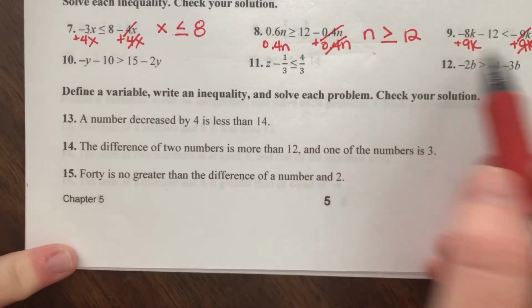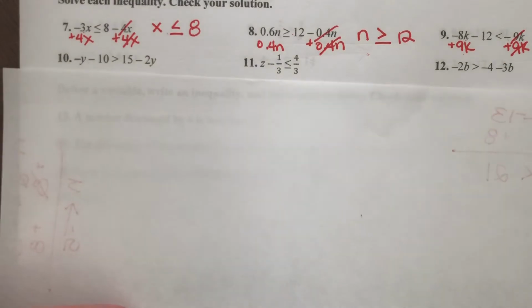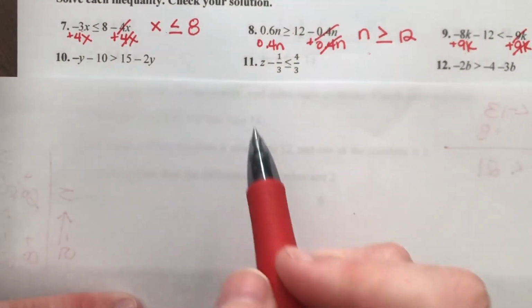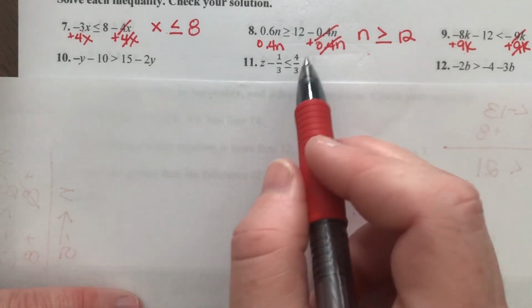Okay, we have a couple more. I see a fraction here. So let's do that fraction. And then I'll do the bottom and we'll be done with this first video. All right, so number 11 here, z minus 1/3 is less than or equal to 4/3.